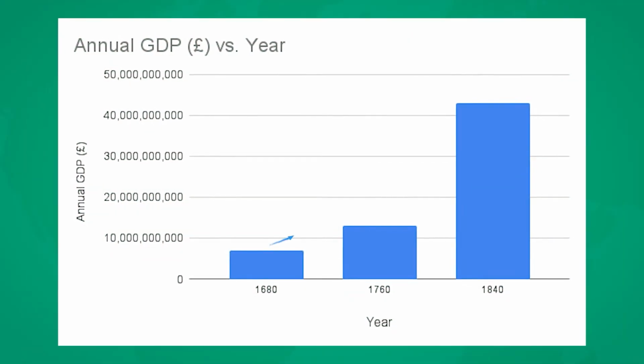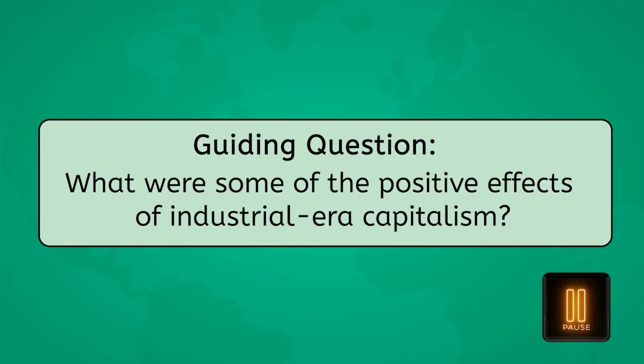In the 80 years prior to the Industrial Revolution, England's GDP increased from £7 billion to £13 billion, an 85% increase. In the 80 years after the beginning of the Industrial Revolution, however, GDP went from £13 billion to £43 billion, a 230% increase. So, what were some of the positive effects of industrial-era capitalism?